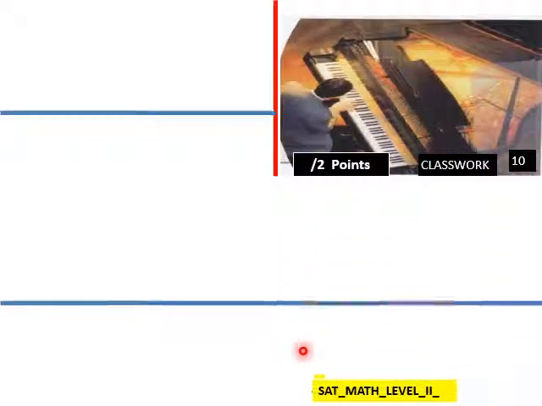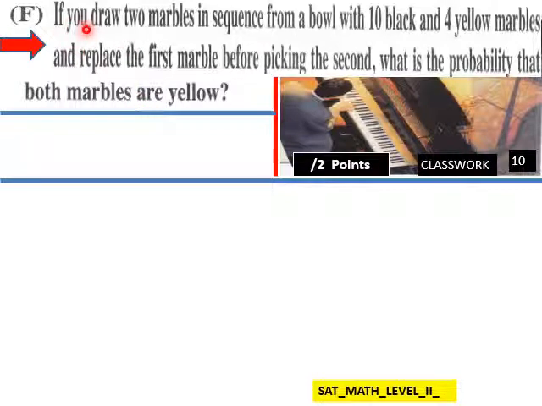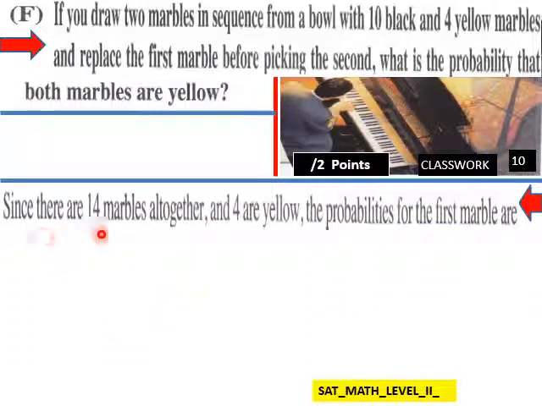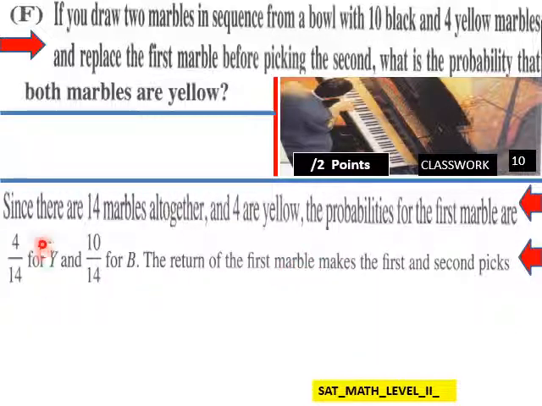Seems to make sense. So F here: if you draw 2 marbles in sequence from a bag with 10 black and 4 yellow marbles, and replace the first marble before picking the second, what is the probability that both marbles are yellow? Since there are 14 marbles altogether and 4 are yellow, the probabilities for the first marble are 4 out of 14 for Y, and 10 out of 14 for B. Y would be yellow, and B would be black.